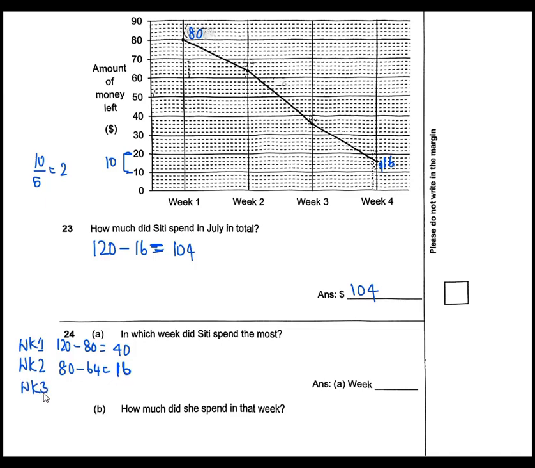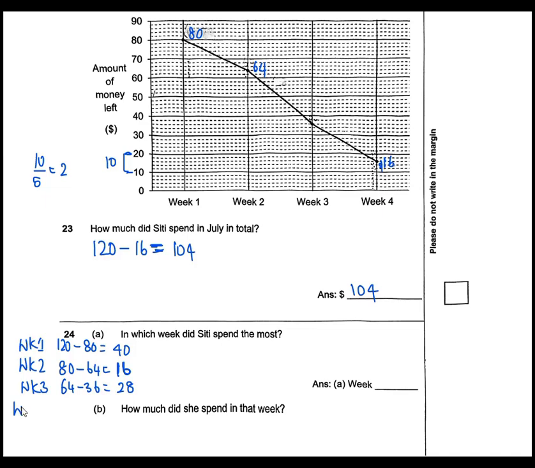Let's say week 3. Again, 64 is what she ended up with. She had 64 at the end of week 2. So at the end of week 3, she had 30, 32, 34, I think it's 36. If my eyes serve me correctly, it's 36 here. So from 64, she ended up with 36. So it's 64 minus 36. So that is going to be $28.